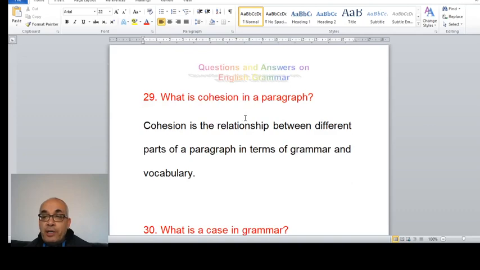What is cohesion in a paragraph? Cohesion is the relationship between different parts of the paragraph in terms of grammar and vocabulary. Vocabulary, of course, means words. So when you write a paragraph, you know the relationship between the words and the grammar. Everything, all the words you use, must be sensible and accurate, and they must be connected. The words must be in the right order in a sentence, and the sentences must be connected together. If this happens, it means you've got cohesion.